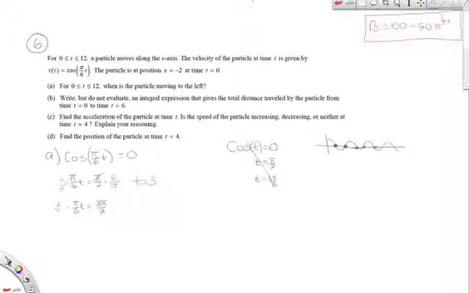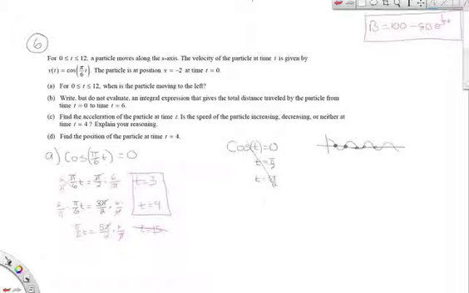I'll do it again. Pi's cancel. 2 goes into 6, 3. 3 times 3 is 9. And we'll do one more. So pi over 6t equals 3 pi over 2, 5 pi over 2. Multiply by 6 over pi. 2 reduces to 3. 3 times 5, that's 15. That is too big. So it must be there.